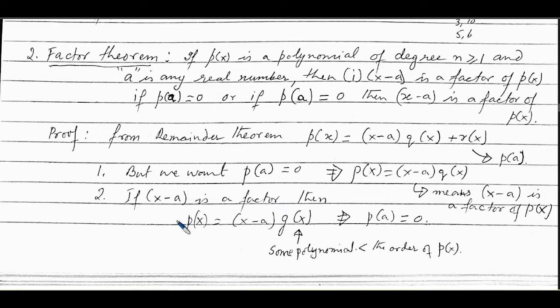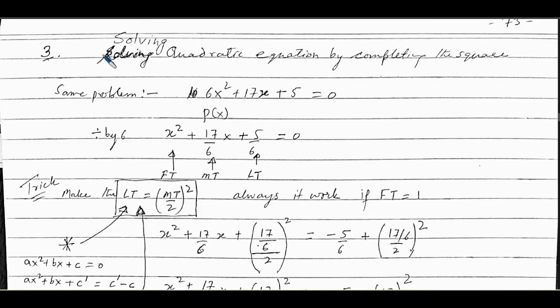And if x minus a is a factor, then p(x) is equal to x minus a times some polynomial of order less than p(x). Then p(a) is equal to 0, because if I put x equal to a, p(a) is 0. So if x minus a is a factor of p(x), then p(a) is 0. If it's not a factor, you will have some remainder, p(a) equal to some r.